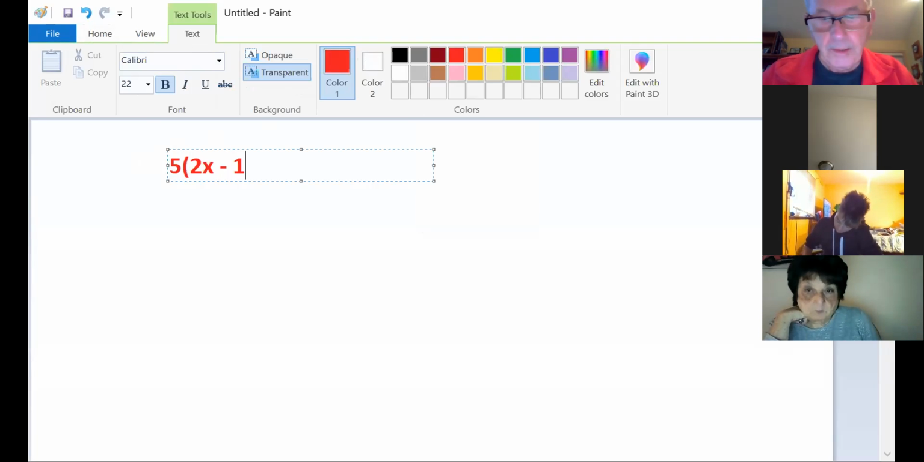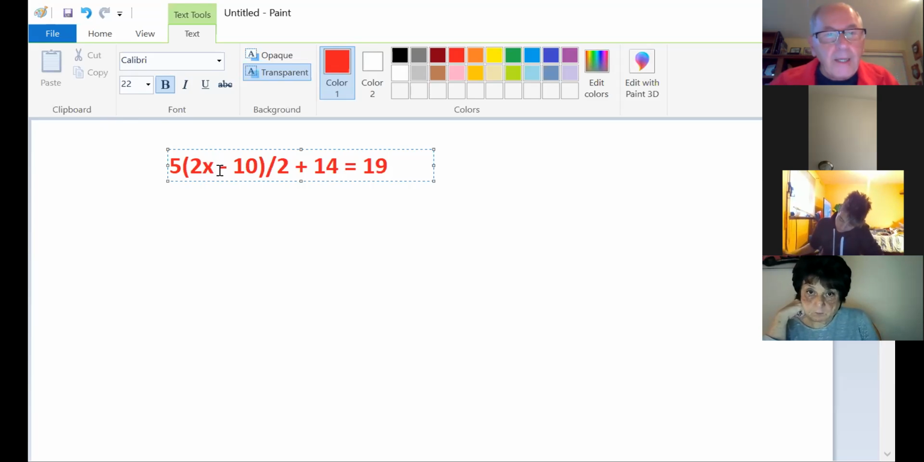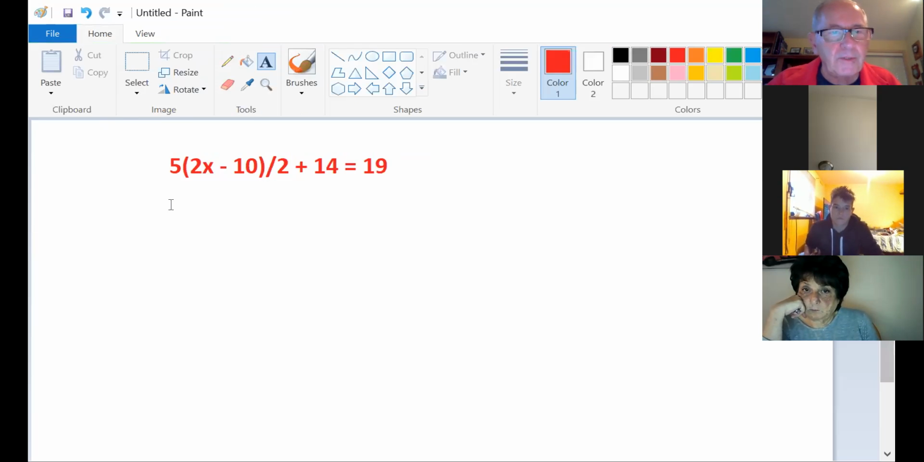2x minus 10, multiplied by 2, plus 14 equal to 19. So what I said, I would multiply everything by 2. So I get the 2 out of here. I'm not going to factor. I could. My first gut reaction was to multiply everything by 2, get rid of that denominator. I could do that, or I could divide the 2 into there and 2 into that. But I'll multiply everything by 2 because that's what I said I was going to do.